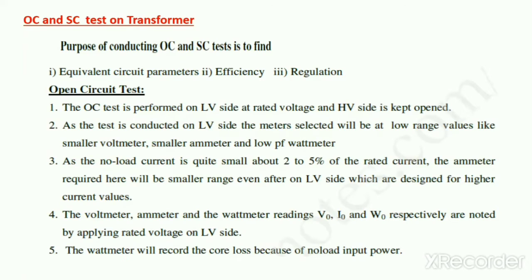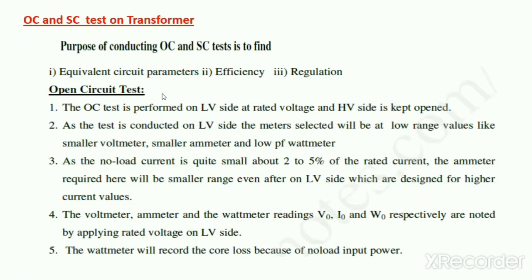By conducting the open circuit test and the short circuit test, we determine the efficiency, voltage regulation, and equivalent circuit parameters referred to the primary and also referred to the secondary. All that will be determined by using this OC and SC test.